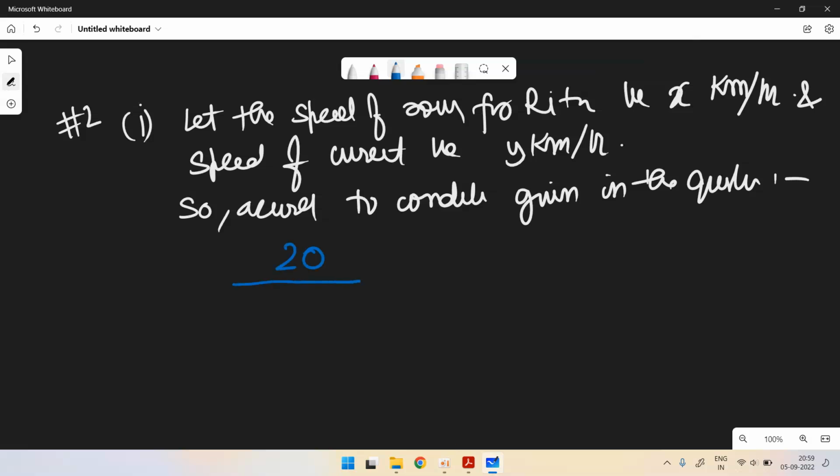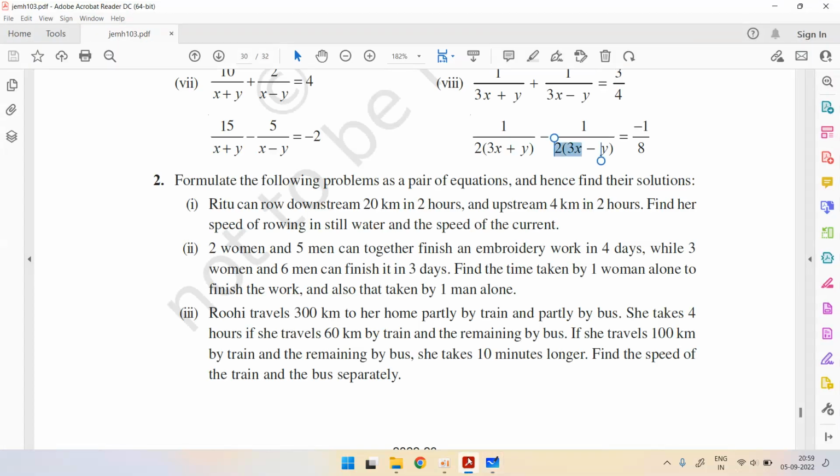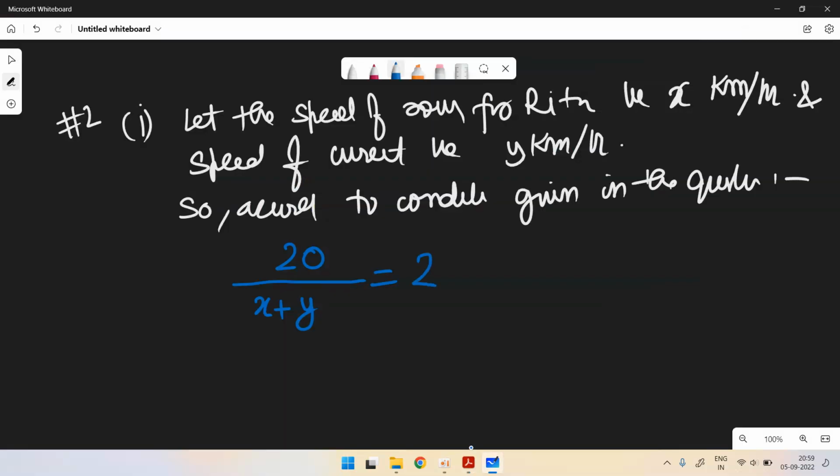So this is distance upon speed. What will be the speed downstream? Going downstream, the speed will get added, x plus y equal to, in 2 hours. Distance upon speed is time, so this will become 2. If you solve this, 20 divided by 2 is 10, so x plus y is nothing but 10. This I will take as my first equation.